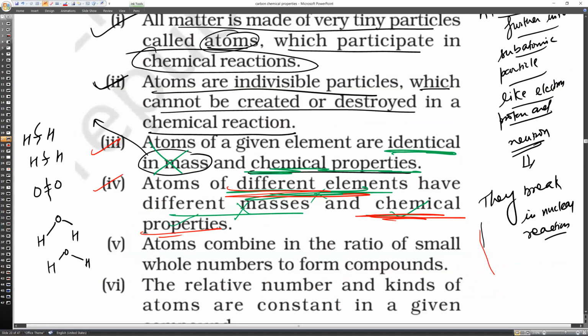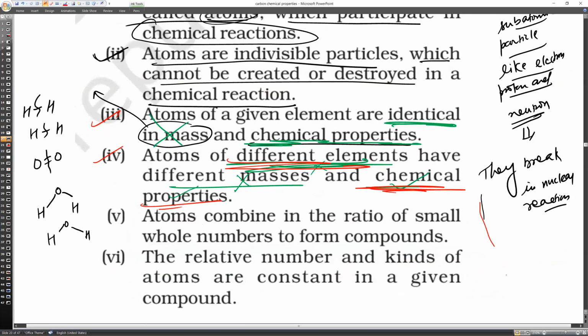Understood. Next, if I talk about the postulate that atoms combine in a ratio of small whole numbers in forming a compound. So when elements are combining, like two hydrogen atoms combine with one oxygen atom. So in chemical compounds, atoms combine in small whole numbers to form compounds. So this is the next postulate.